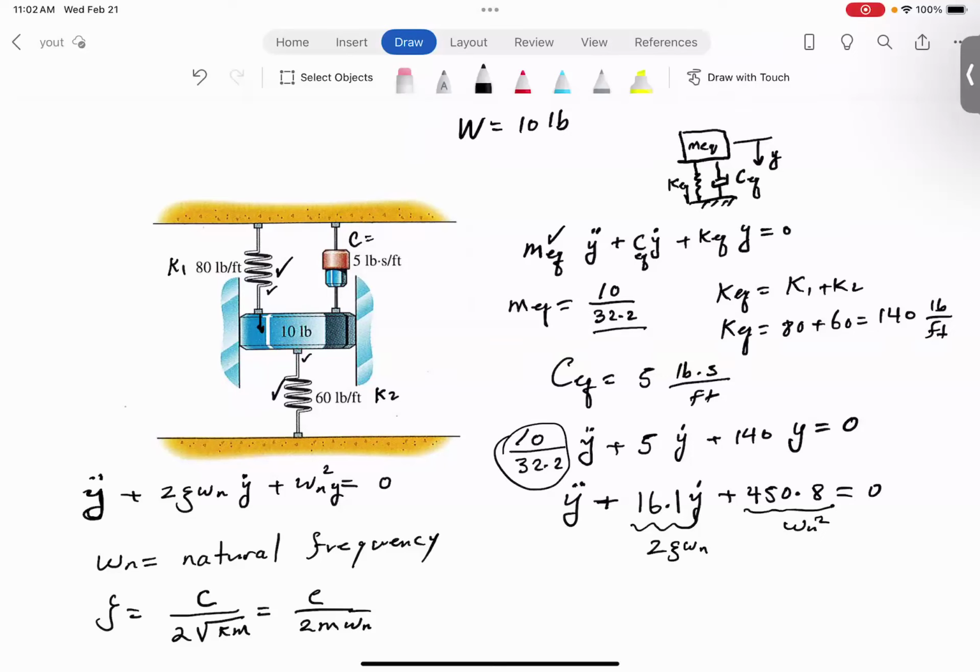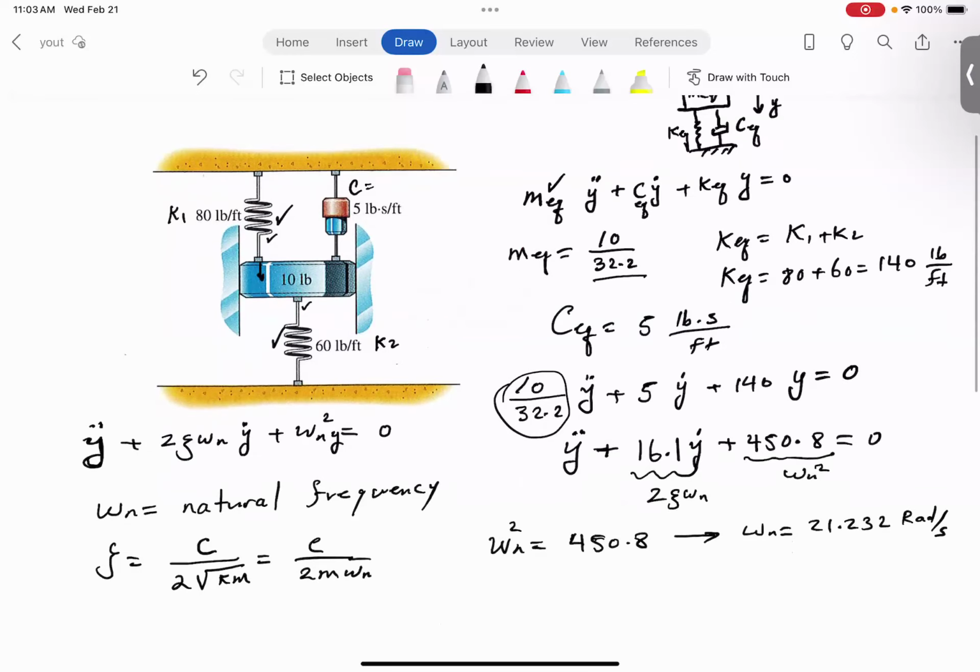So basically, you can go ahead and find your natural frequency. Your omega n squared is 450.8. Therefore, omega n, which is the natural frequency of the system, is going to be the square root of 450.8, which is 21.232 radians per second.